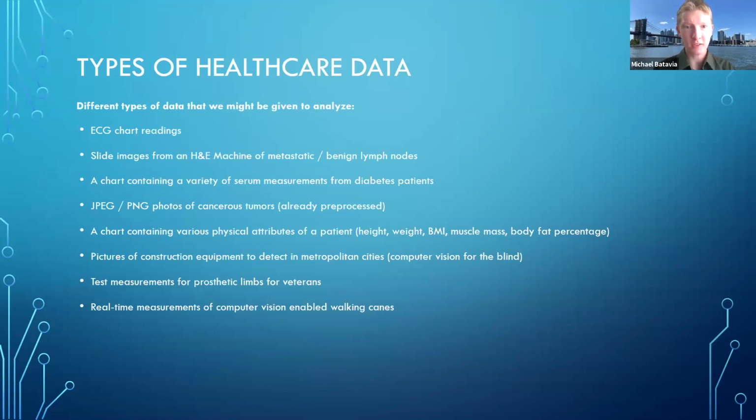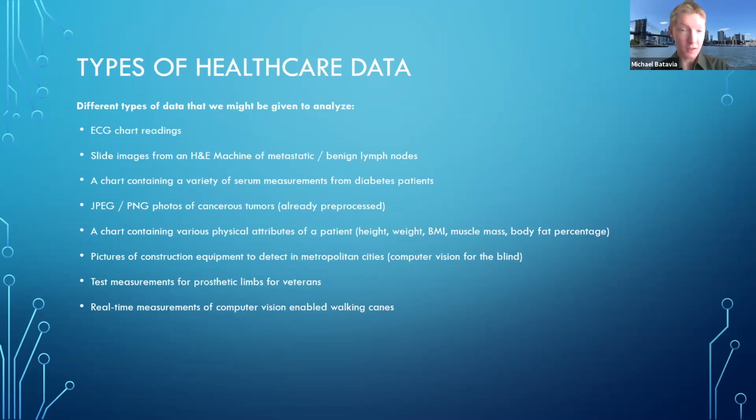We have slide images of metastatic and benign lymph nodes. So breast cancer, lymph nodes, you can get slide images. You have a chart containing various serum measurements from diabetes patients. You could do some good old data analysis on those numbers. You have JPEG or PNG photos of cancerous tumors just straight up given to you. You might have a chart containing various physical attributes of a patient, like height, weight, BMI, muscle mass, body fat. Or you might have some test measurements for prosthetic limbs for veterans.